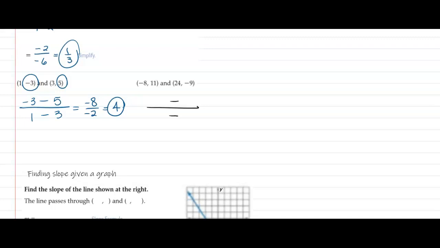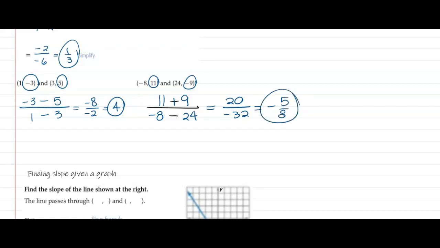Again, here's my formula. Subtract over subtract. I'm going to make my y's look like eyes. 11. When I put that negative 9 in, it cancels the existing negative in the formula and becomes a plus 9. Negative 8 and 24 drop in on the bottom, and we're left with 20 over negative 32, which reduces to negative 5/8. The most common mistake is that people put the x's on the top and the y's on the bottom. Don't do that. Take a moment to circle those y's, put them on top, and then put the x's on the bottom.